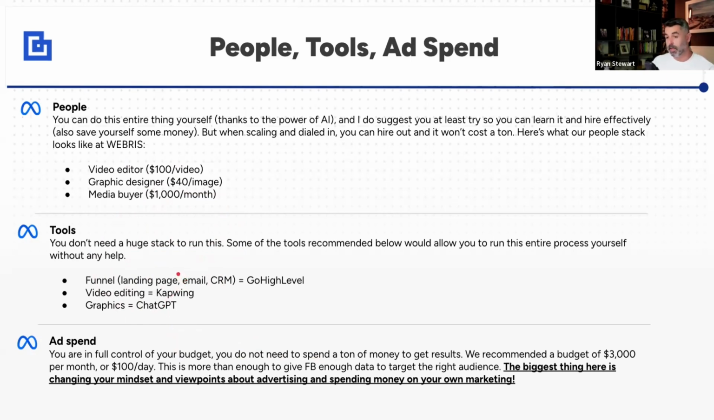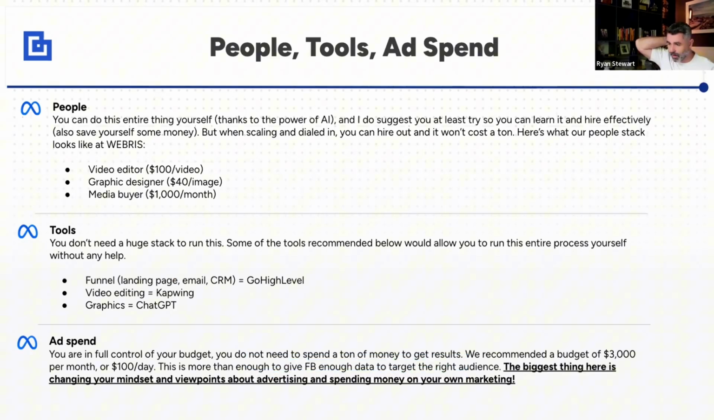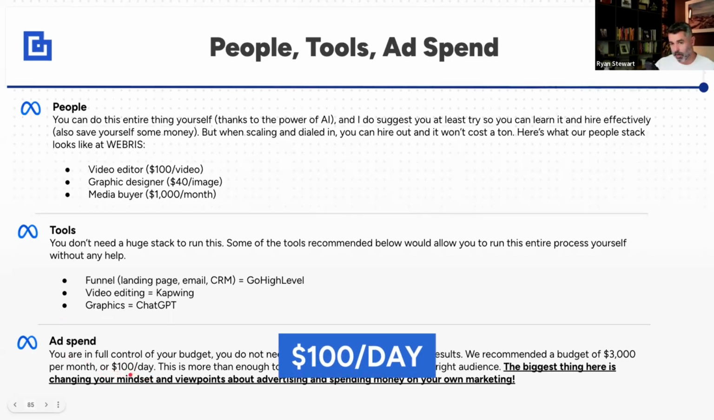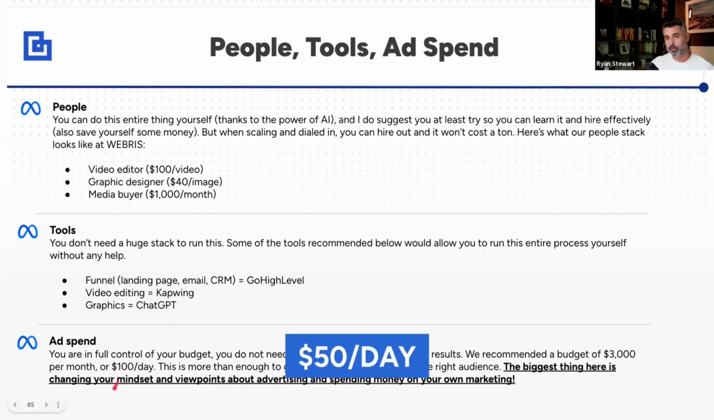I know most of us think in terms of cost per month, right? Like how much do I need to spend per month? I like to think about it in terms of cost per day. And that's because you're going to be adjusting these so much on a daily basis, it's better to look at it on a daily basis. So I recommend $100 a day, which comes to about $3,000 per month, but like a bare minimum $50 per day.